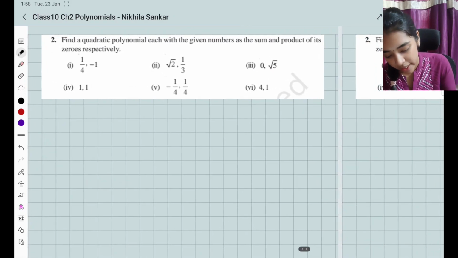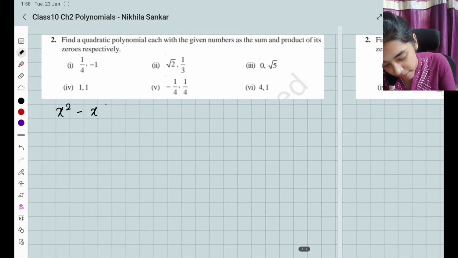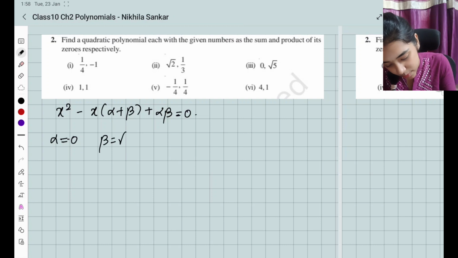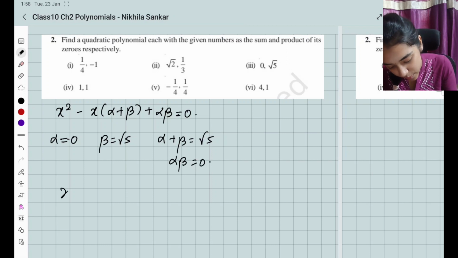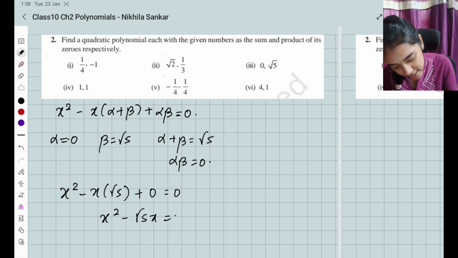You have 0 minus root 5. Nama equation enna x² minus x into the sum of zeros plus product of zeros. Okay. So alpha equals 0 and beta equals root 5. So we have alpha plus beta equals root 5. Alpha beta equals 0. So the equation is going to be x² minus x into root 5 plus 0 equals 0. So we have x² minus root 5x equals 0.